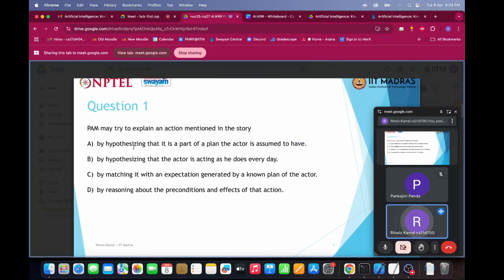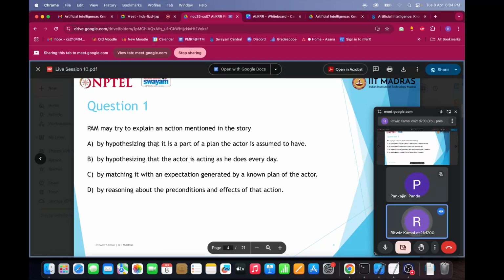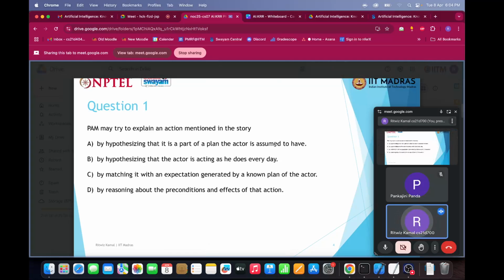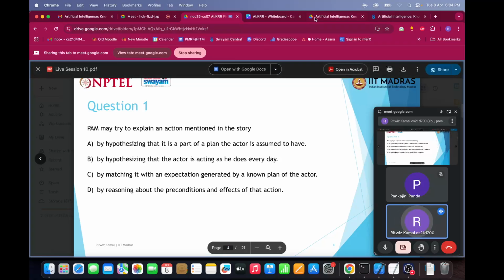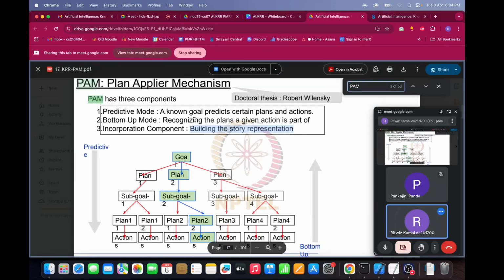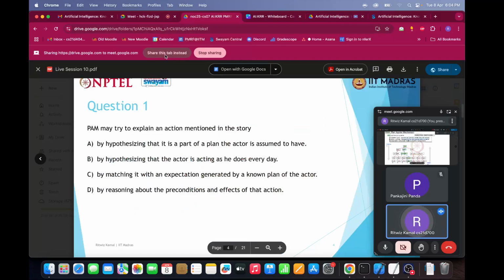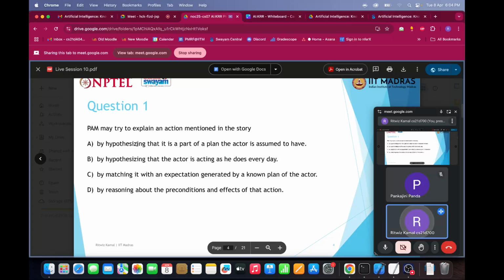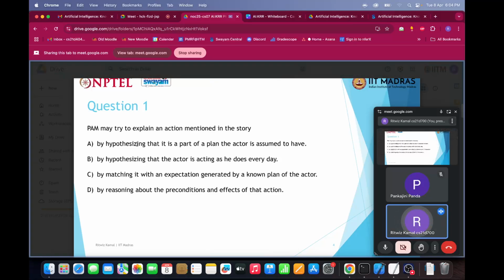Okay, so the first option says that in PAM, one may try to explain an action mentioned in the story by hypothesizing that it is part of a plan the actor is assumed to have. Now, which component of PAM is this most similar to? It is similar to the second component, right? Recognizing the plans that a given action is a part of. If you go back to the slides, it's telling us basically a similar thing, just phrased differently, right? By hypothesizing that it is part of a plan that the actor is assumed to have.